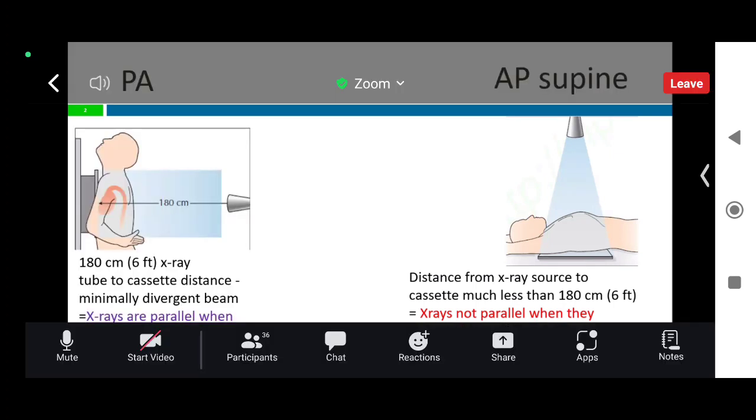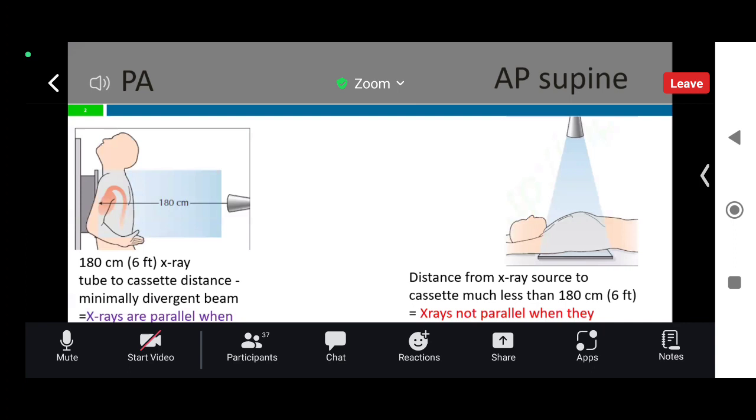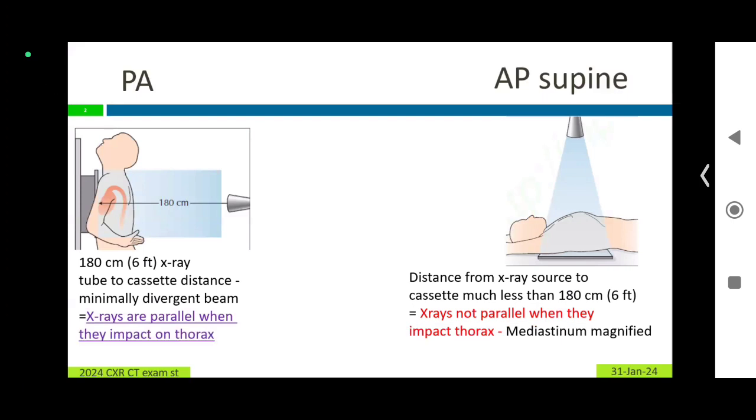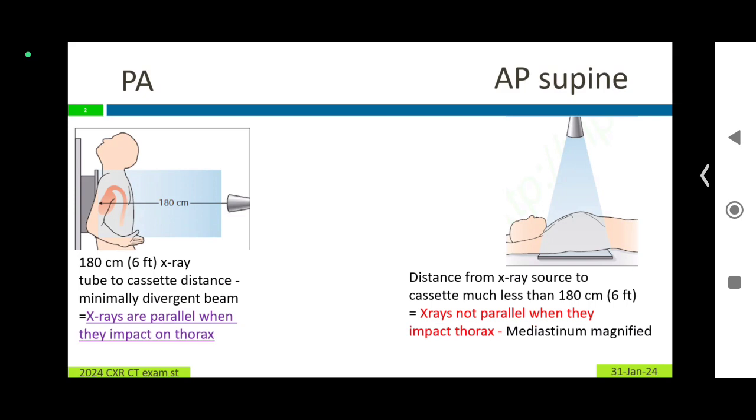And in PA film, the X-ray cassette is placed on the anterior chest wall. The beam comes from behind the posterior chest wall and then hits the cassette, which is close to the anterior chest wall. Because the heart is in the anterior mediastinum, the X-ray of PA view will not show a magnified heart. It will be a normal sized heart.